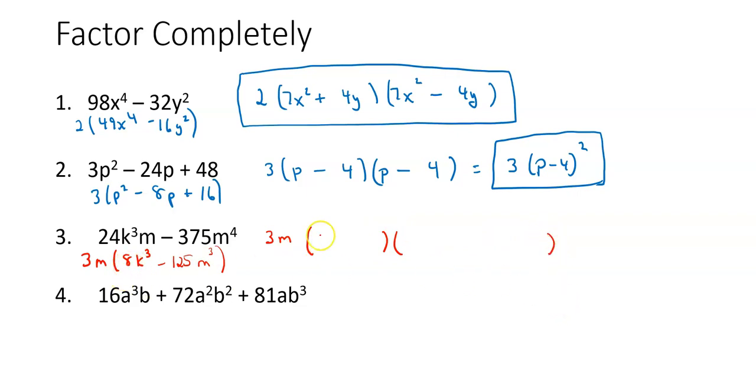The cube root of 8 is 2. The cube root of k cubed is k. In the second part, the cube root of 125 is 5. Cube root of m to the third is m. So there's our a and our b.